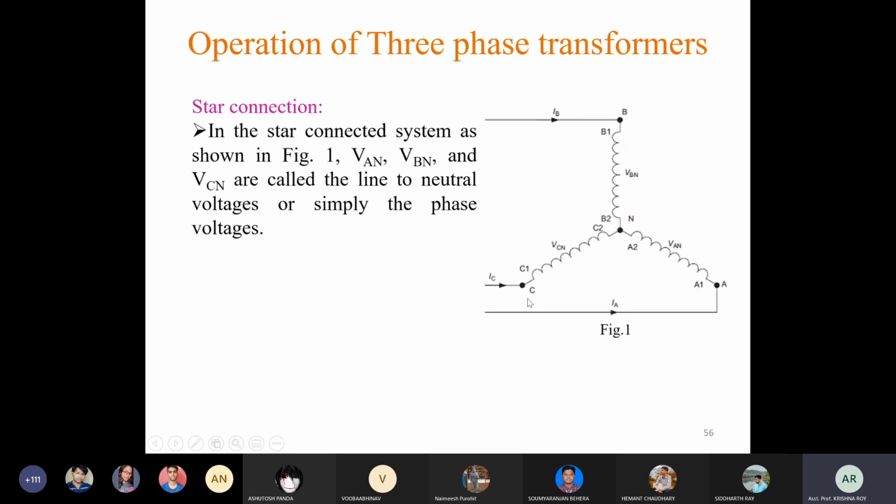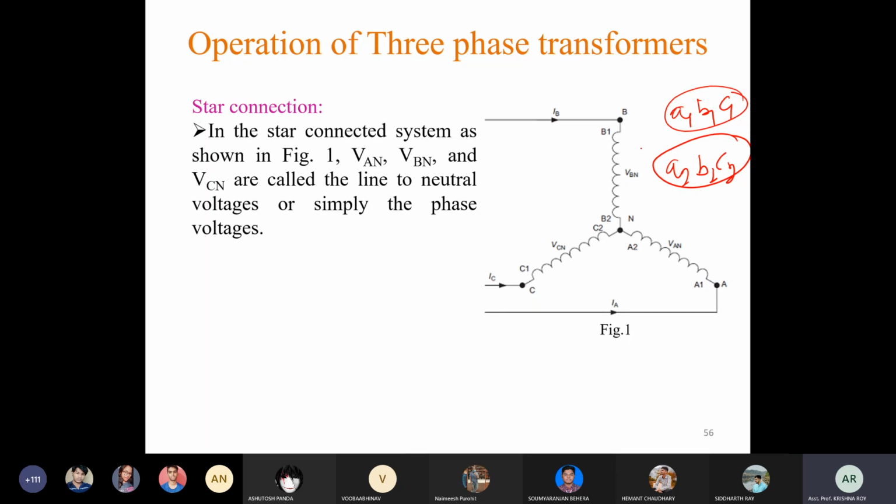Let us consider this connection first. So what is star connection? If we connect all the similar terminals, we will get a star connection. Either all the 1 terminals are shorted, suppose A1, B1, C1, then we will get one star connection, or we can connect all the 2 terminals as we have seen from our previous discussion. So we can connect A2, B2, C2 also to get star connection.